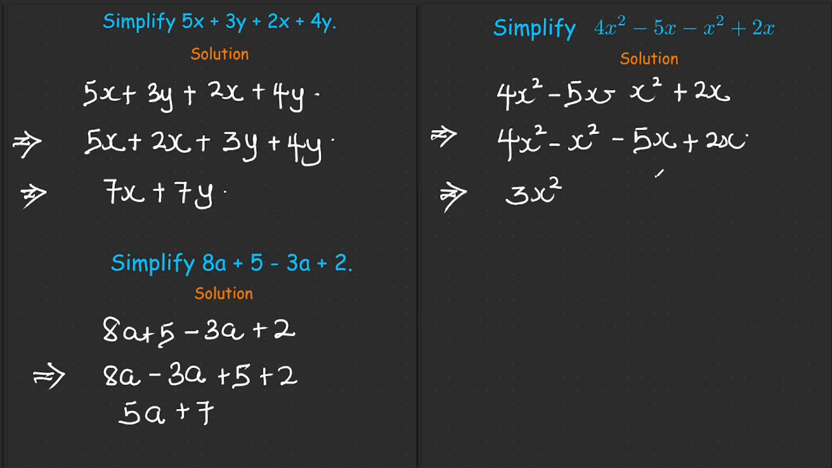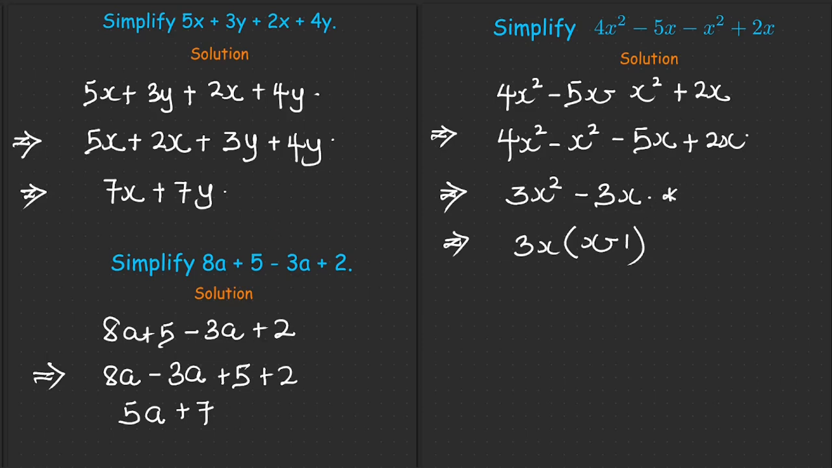This is where you'd have to know how to operate on integers. Negative 5 plus 2 then gives us a negative 3. So we have our negative 3x. Now, this becomes our final answer. In the course of time, we'll look at factorization and all that. And after looking at it, you can rewrite these solutions as 3x, then into bracket x minus 1. But for the scope of this lesson, we'll just end here.